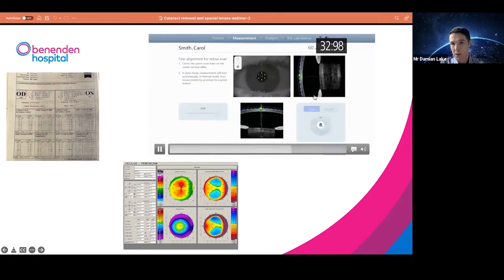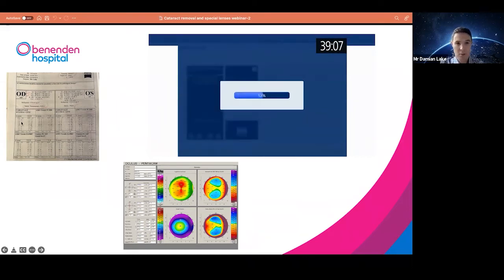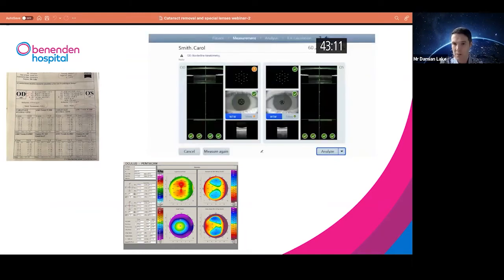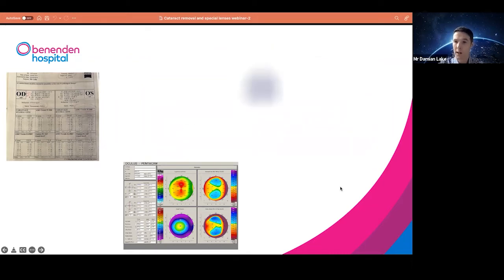And you can see that all of those measurements are done in just over 30 seconds. The computer then calculates the power of the lens. All of this is done without touching your eye, just with lights. And that's all done in less than 45 seconds. So very quick, very simple. It's multiple repeat readings, so it's very, very accurate, the latest equipment available, and very simple.